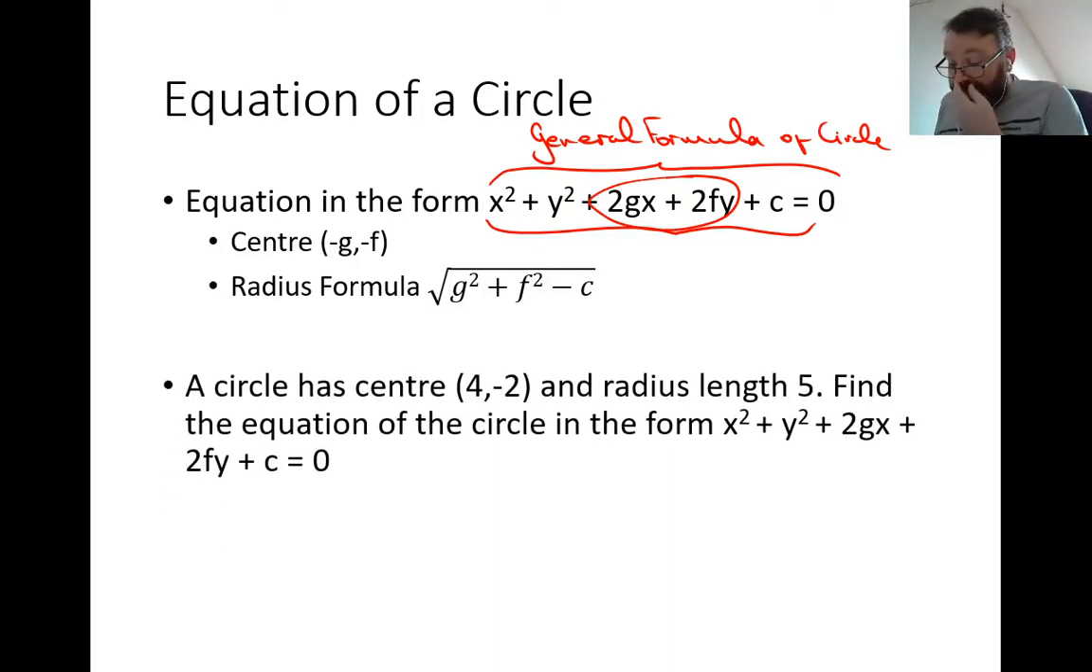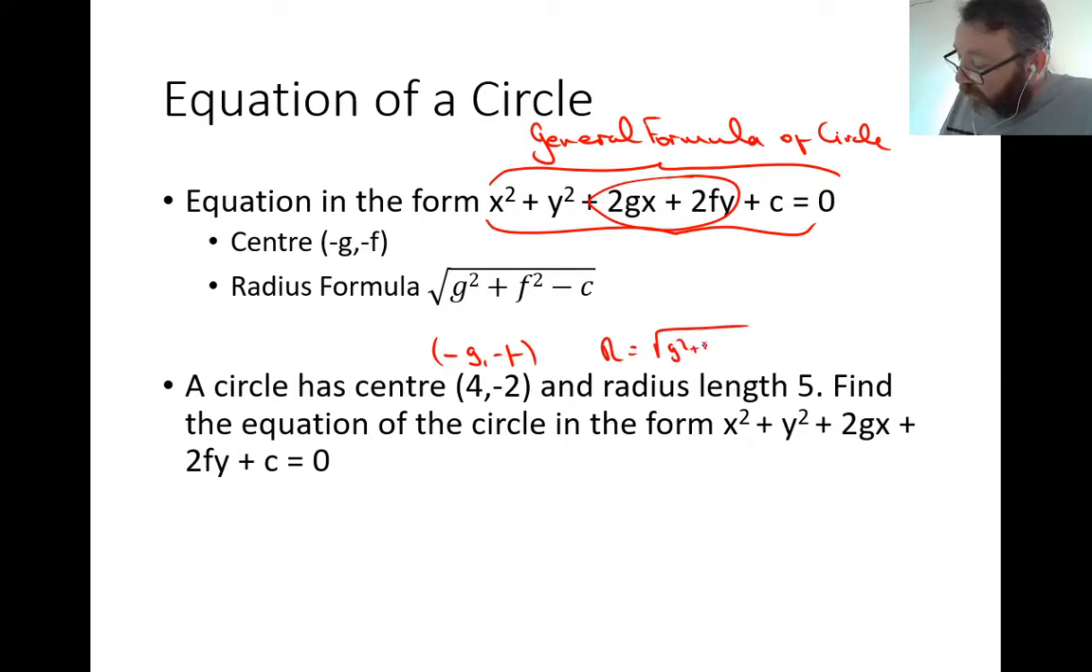A circle has centre (4, −2) and radius length 5. Find the equation of the circle in the form x² + y² + 2gx + 2fy + c = 0. Okay. So the first thing I've got to remember here is that it has a centre of (4, −2). Now in that case, when we're dealing with the equation in this form, here's what we've got to remember. The centre of a circle in this form is (−g, −f). And as we know then, the radius is equal to the square root of g² + f² − c.